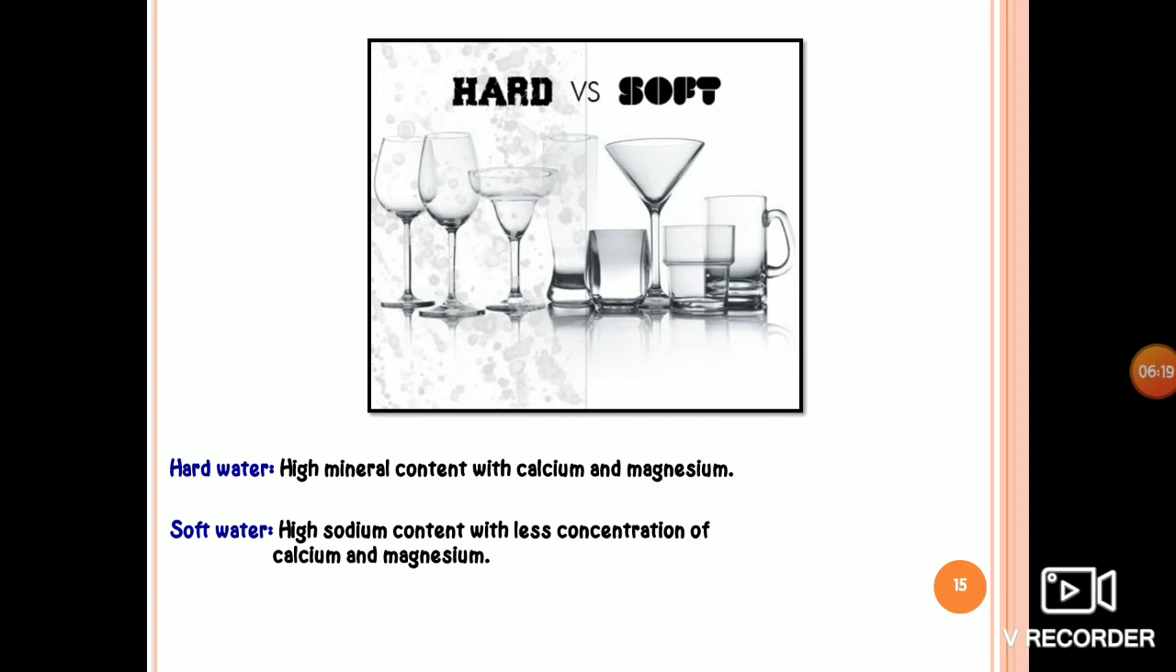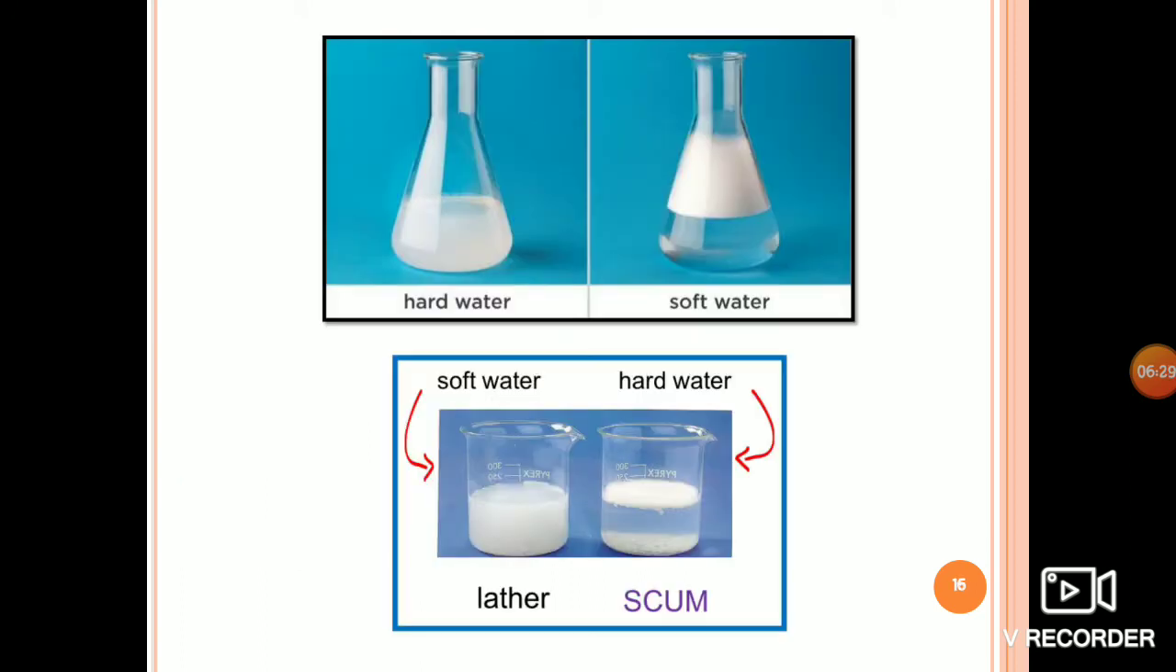Now, how do we check which one is hard water and which is soft water if we are provided two glasses of water? Well, it's very simple. We add a very small amount of soap to both glasses of water. The glass which has soft water will produce more foam, or we can say more lather, while the glass which has hard water will produce a lesser amount of foam or lather as compared to soft water.